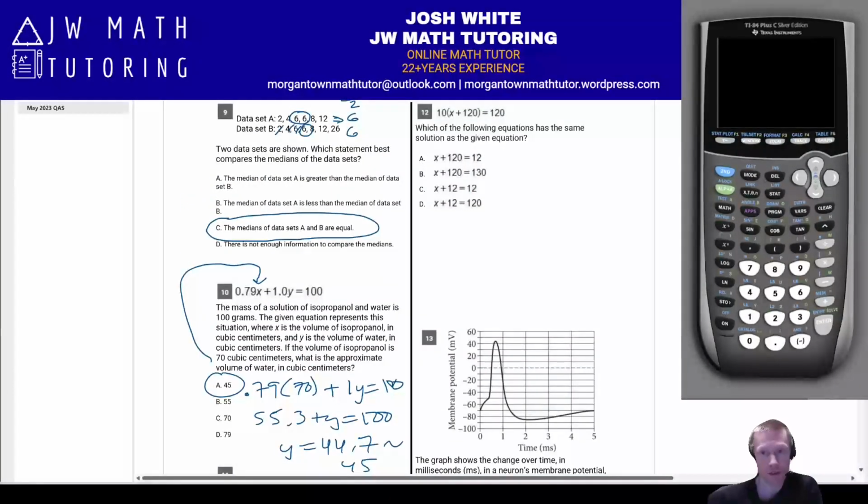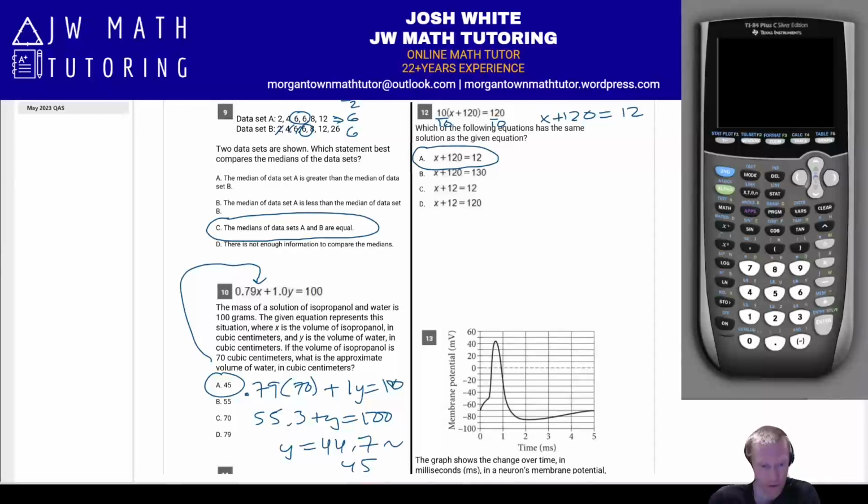All right, now question number 12, back at the top of the page. You're given an equation here and it wants to know which equation has the same solution as this one. The quickest, easiest way to do this is to notice you can divide both sides by 10, and that will give you x plus 120 equals 12. When I go down through the answer choices, I see letter A right here, correct answer. However, if you did not recognize that, that's fine.